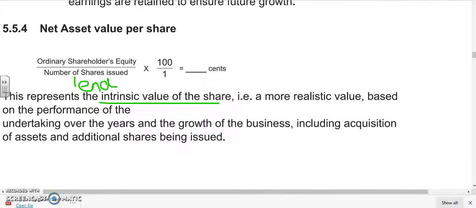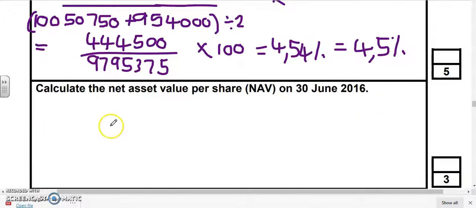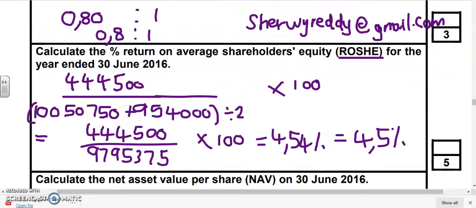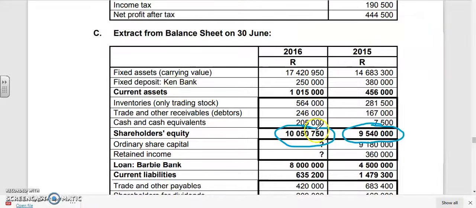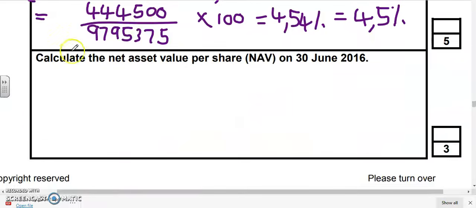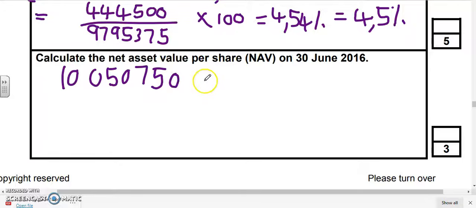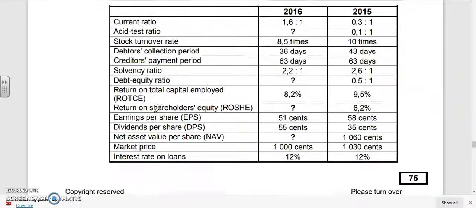So let's go and get the ordinary shareholders equity at the end of the year. They did give it to us. It's 10,050,750. Remember, whenever they say value per share, it's times 100 cents. And so now we need the number of shares at the end of the year. I'm going to show you what to do.